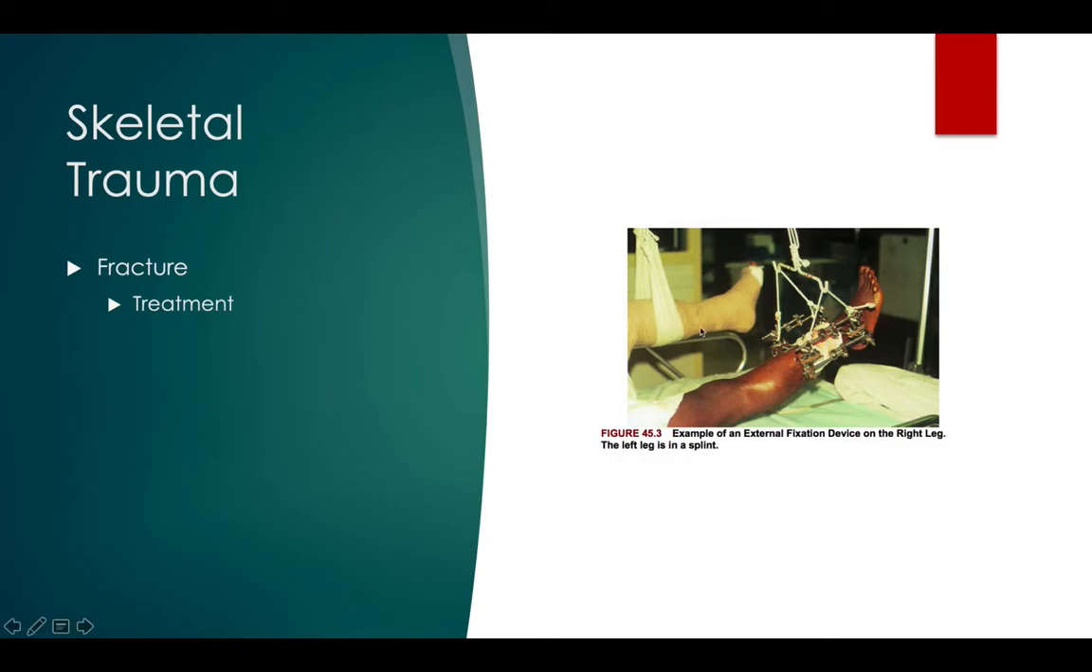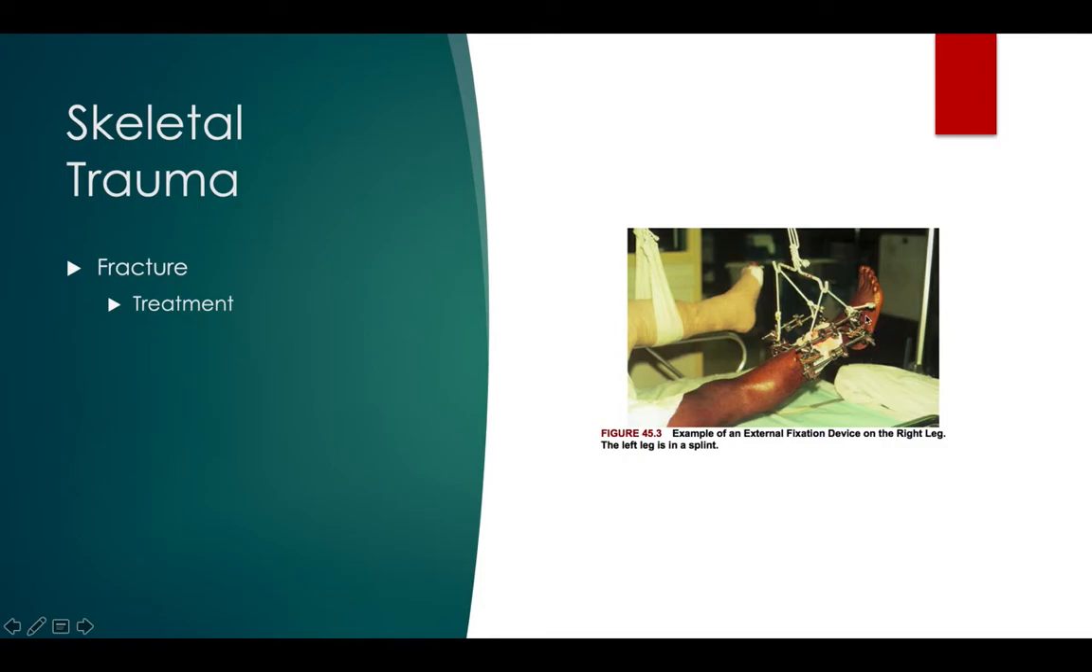On the other side of the picture, you can see an example of a cast. So this would be another type of fixation. So you get two of the three types of fixation within this one picture. And probably what you'll see in this person, probably in a week or two, is that they'll have an internal fixation with rods or plates and screws. So at some point, this person will probably have all three types of fixation.